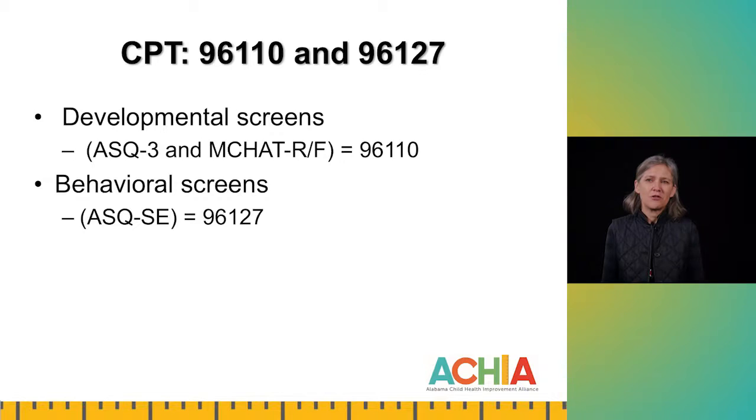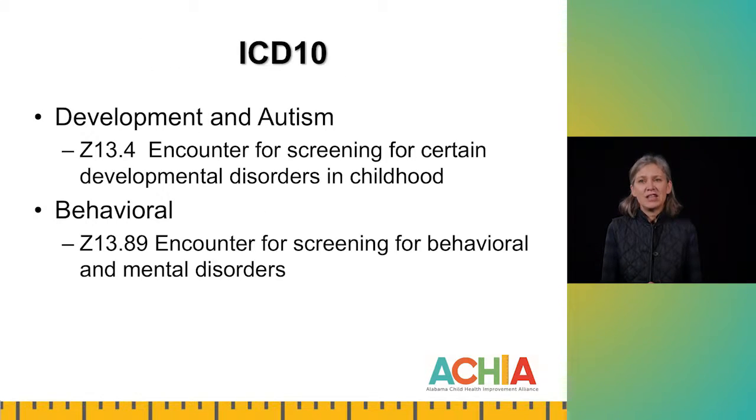Then you have your CPT codes. For developmental screens, which in this collaborative are the ASQ3 and the MCHAT RF, you need a 96110. For your behavioral screens, you're going to use 96127. For your ICD-10 codes, for the developmental and autism screens, you'll use a Z13.4, that's Encounter for Screening for Certain Developmental Disorders in Childhood. And for the behavioral screen, you'll use the Z13.89, Encounter for Screening for Behavioral and Mental Disorders.